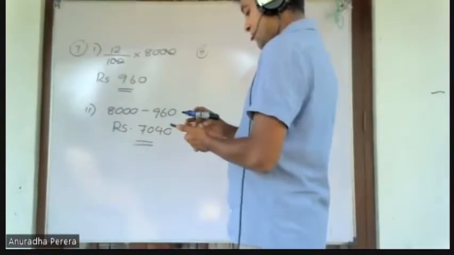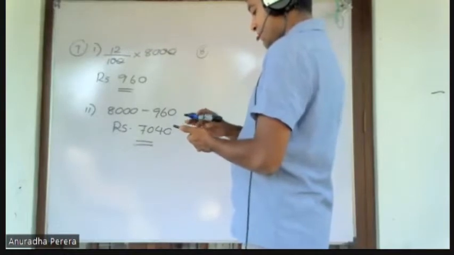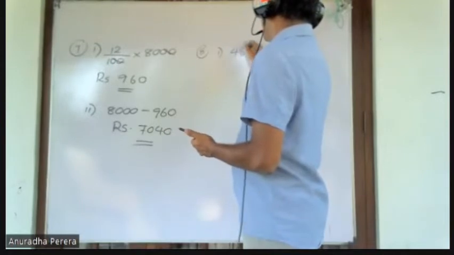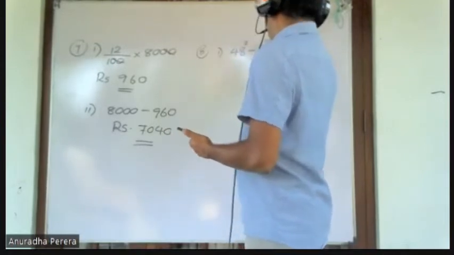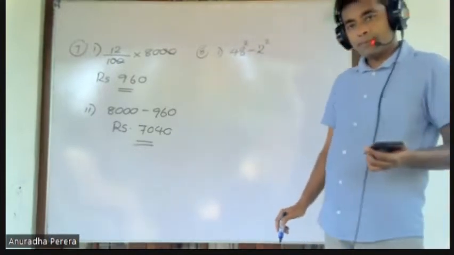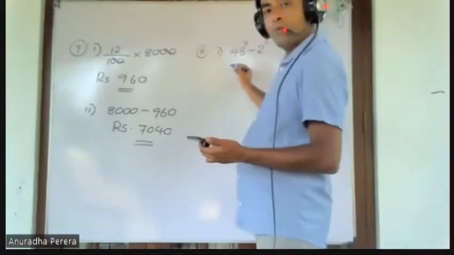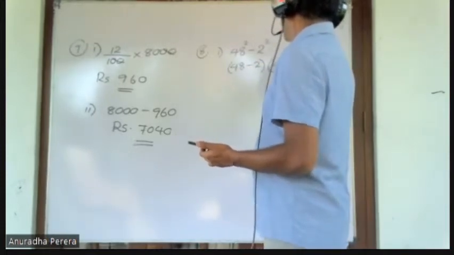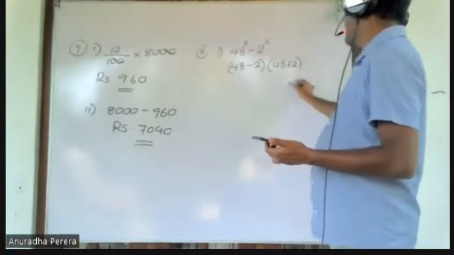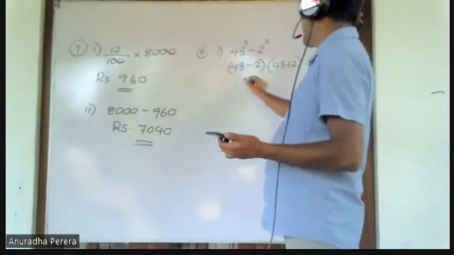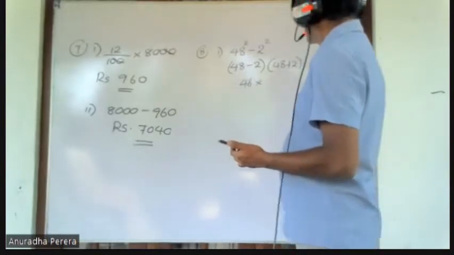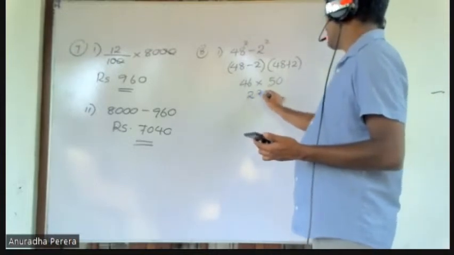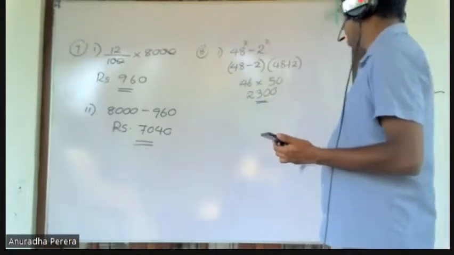Find the value of each of the following expressions using the knowledge on the factors of difference of two squares. 48 squared minus 2 squared. Apply difference of two squares: 48 minus 2 and 48 plus 2. 48 minus 2 is 46, 48 plus 2 is 50. 46 times 50. The answer is 2,300.